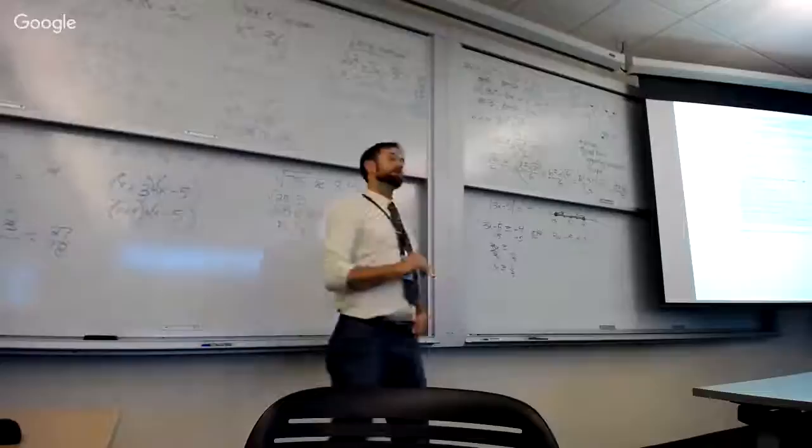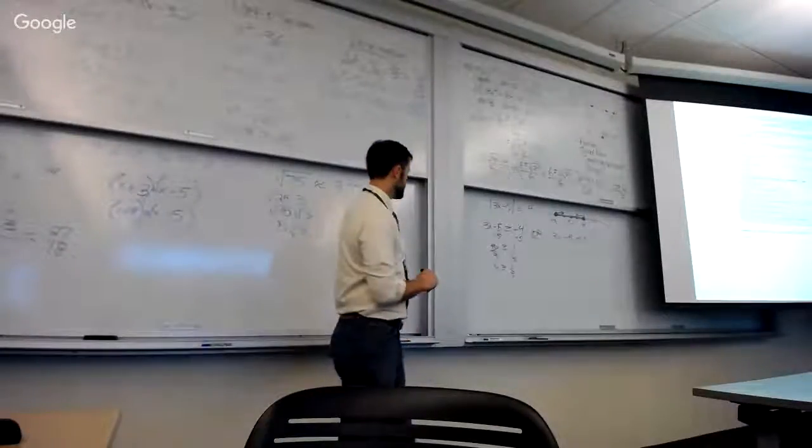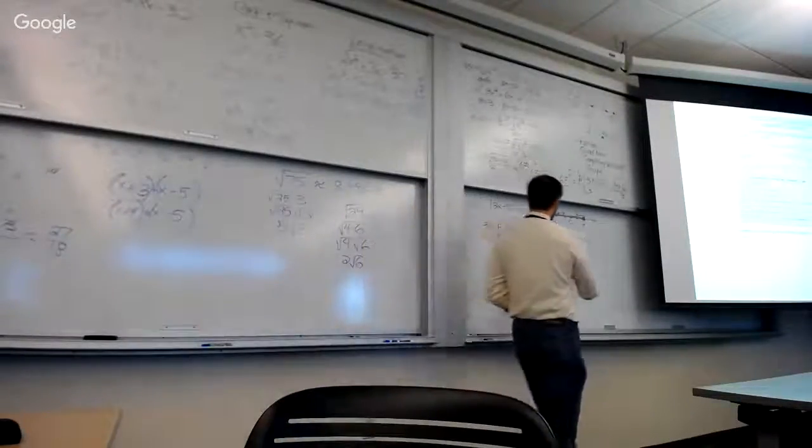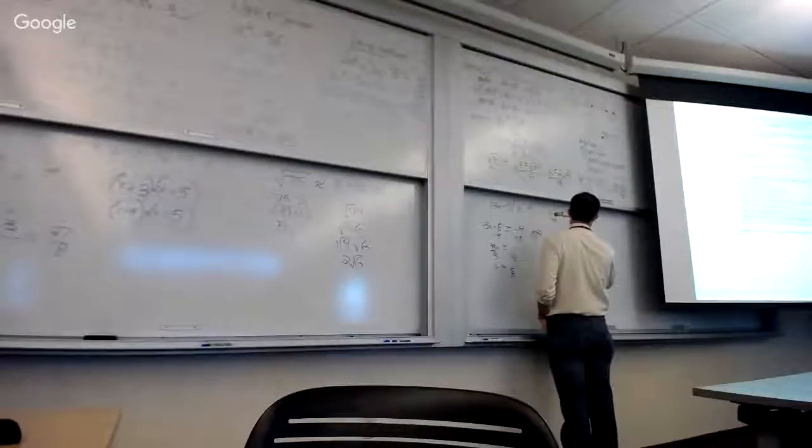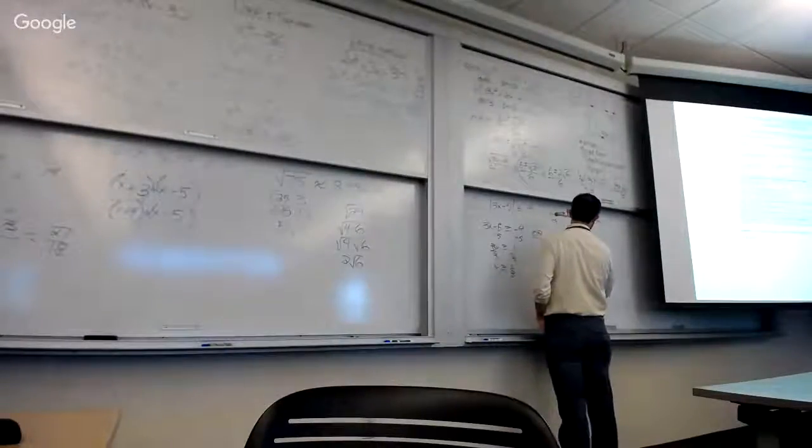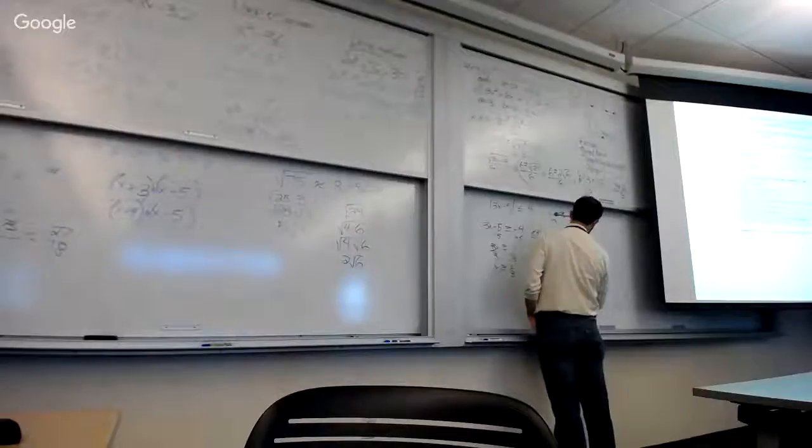So that's one solution for x. That's one thing that x could be. Or on the other hand, I add my 5 over. And that gives me 3x is less than or equal to 9. Divide 3 up. And now I have x is less than or equal to 3.